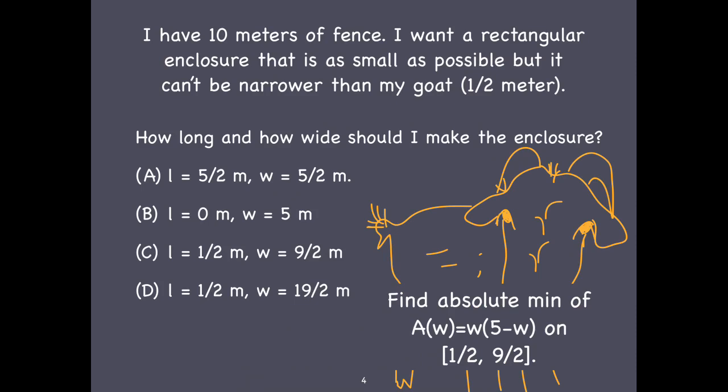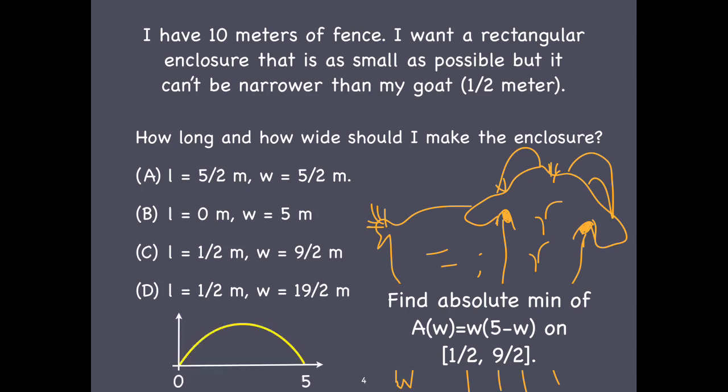The area is the width times 5 minus the width, and that's because we have 10 meters of fence, so that's how we end up with an expression for the height. And the interval in which width can vary is from 1/2 to 9/2, and that's because the limits are when you finally squish down narrow enough to squeeze my goat.